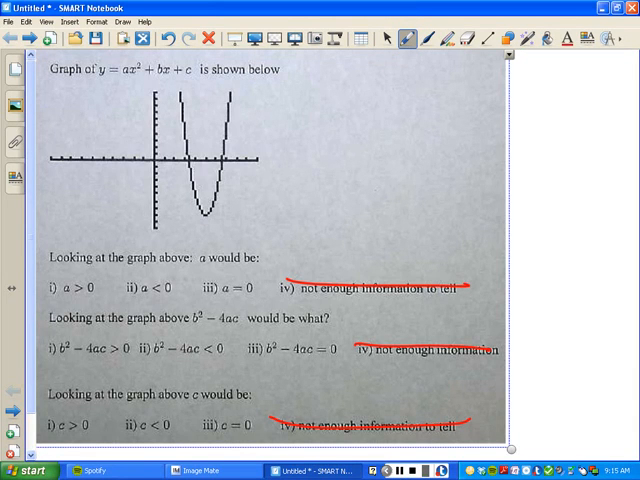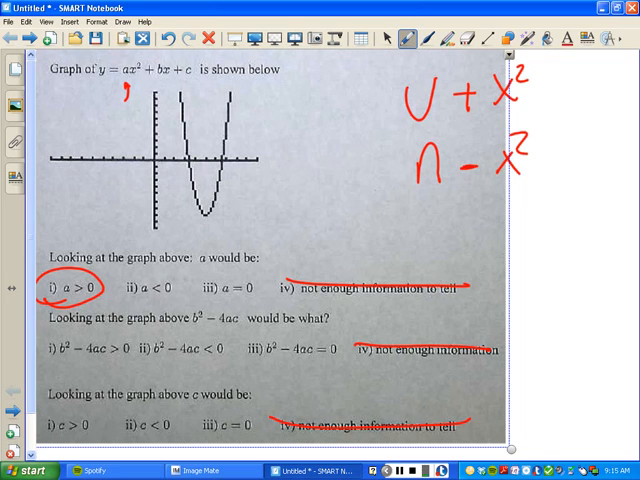So that's number one. Number 2 is the number in front of the x squared. That controls whether the graph goes up or down. So if the graph goes down, the number in front of the x squared has to be negative. If it goes up, the number in front of the x squared has to be positive. So what do I know about A? A must be greater than 0 because it's going up.